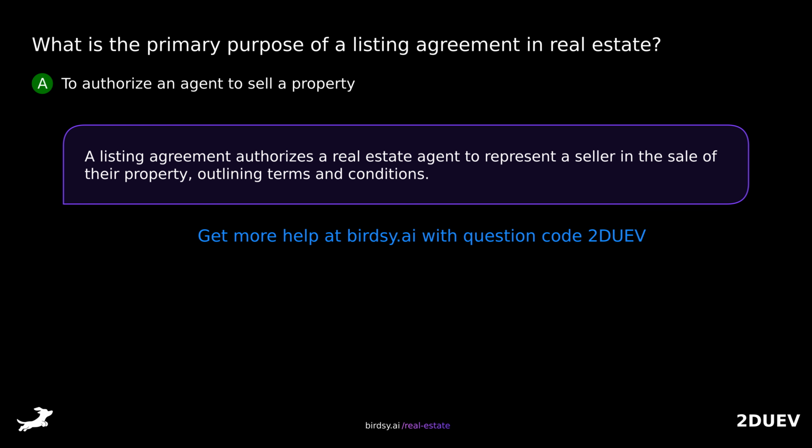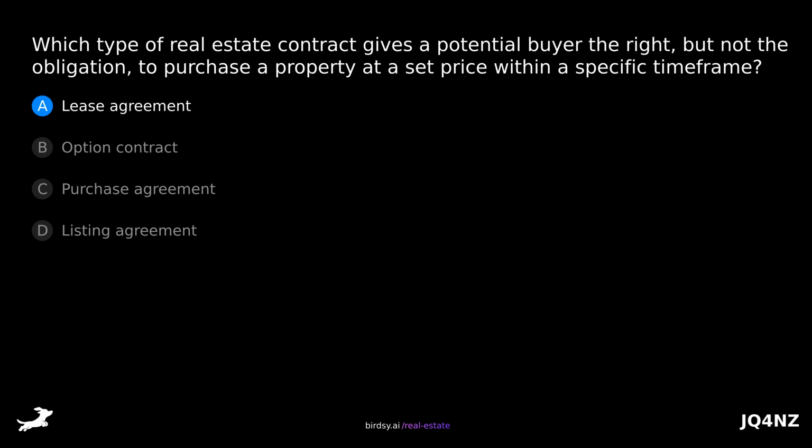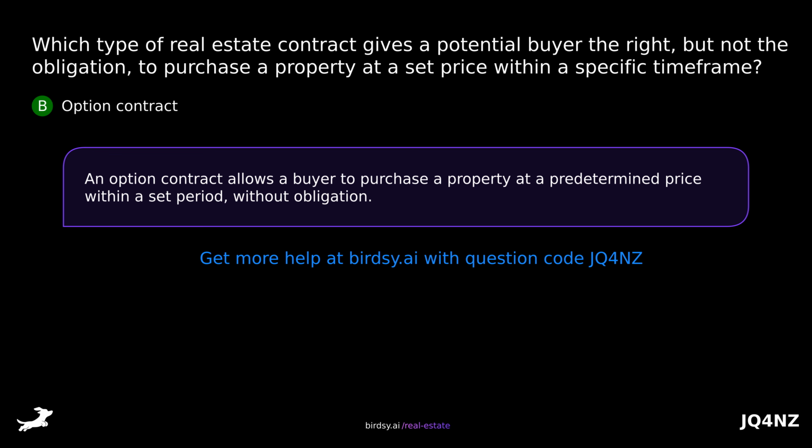Which type of real estate contract gives a potential buyer the right, but not the obligation, to purchase a property at a set price within a specific time frame? Is it A, lease agreement, B, option contract, C, purchase agreement, or D, listing agreement? The answer is B, option contract. An option contract allows a buyer to purchase a property at a predetermined price within a set period without obligation.